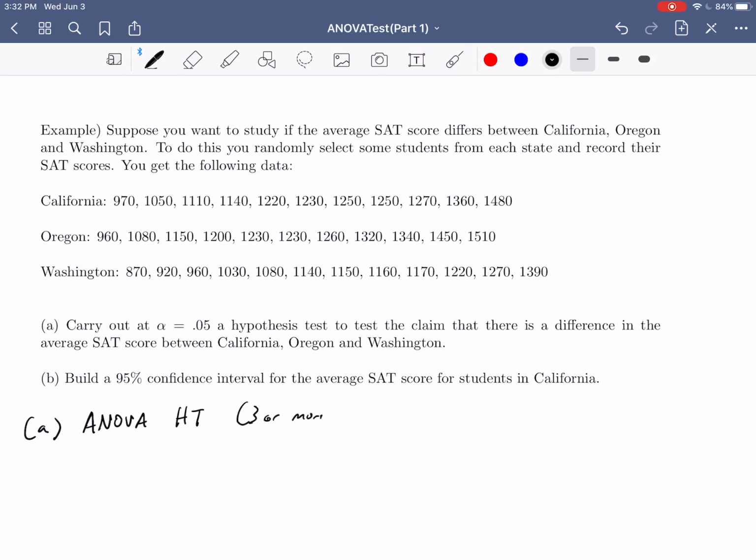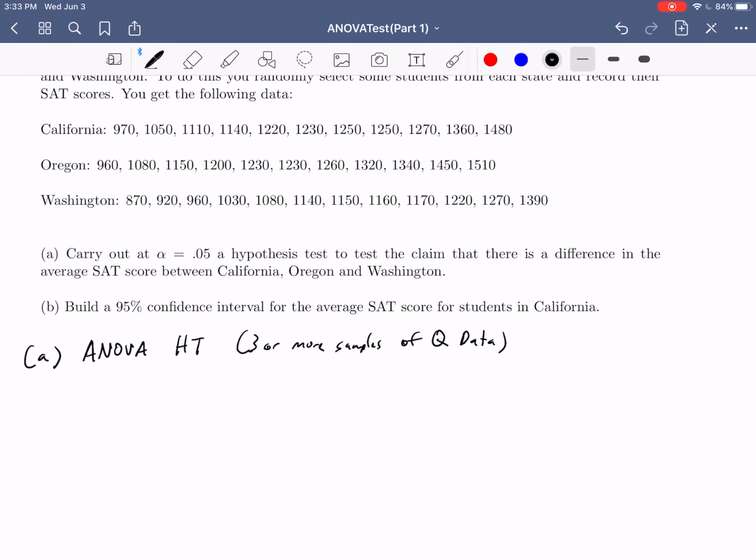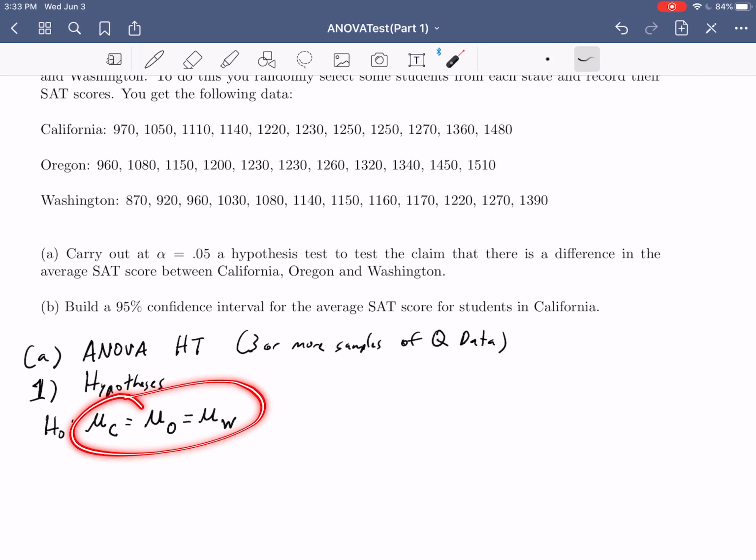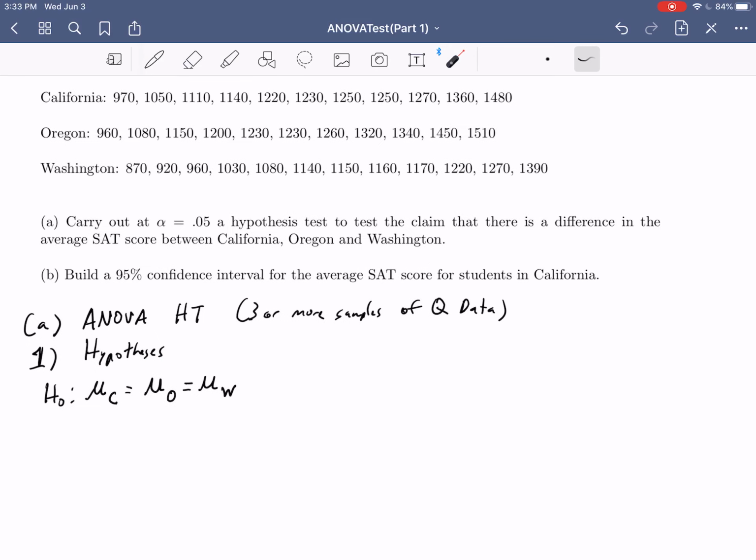3 or more samples of quantitative data. So we know that this is going to be an ANOVA hypothesis test. Let's go ahead then and set up the hypotheses. So, for the hypotheses, the null hypothesis is going to be that the averages for each population are equal. We can do a little bit of notation. We can say that the average for California is going to be the same as the average for Oregon, is going to be the same as the average for Washington. So the averages for each population are equivalent.